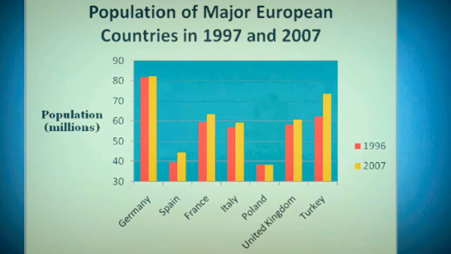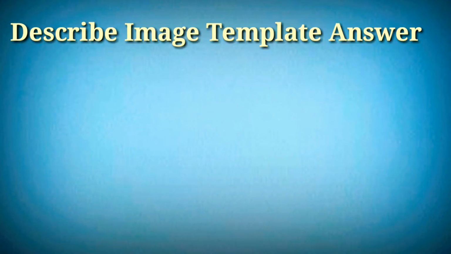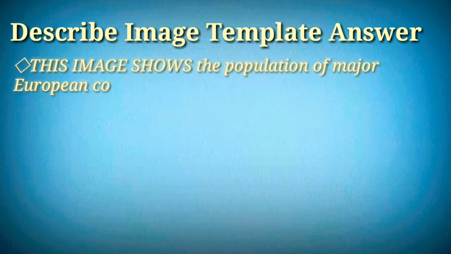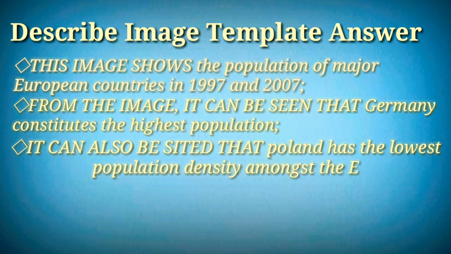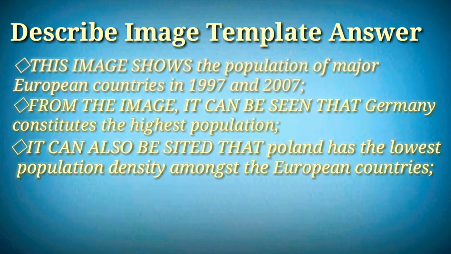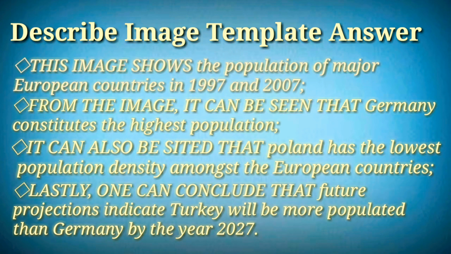Now, for this image, describing now, this image shows the population of major European countries in 1997 to 2007. From the image, it can be seen that Germany constitutes the highest population. It can also be cited that Poland has the lowest population density amongst the European countries. Lastly, one can conclude that future projections indicate Turkey will be more populated than Germany by the year 2027.